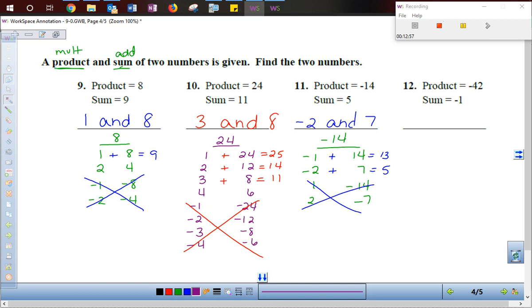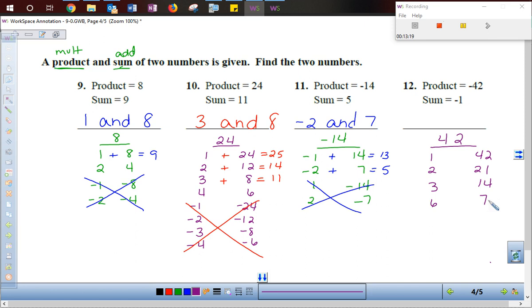Let's try it again on number 12. Again, we want the product of negative 42. So I want you to start by just listing the factors of 42. Pause the video and list just the factors of 42. Hopefully you got 1 and 42, 2 and 21, 3 and 14, and 6 and 7.